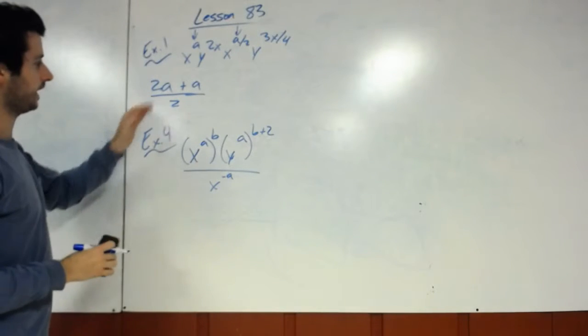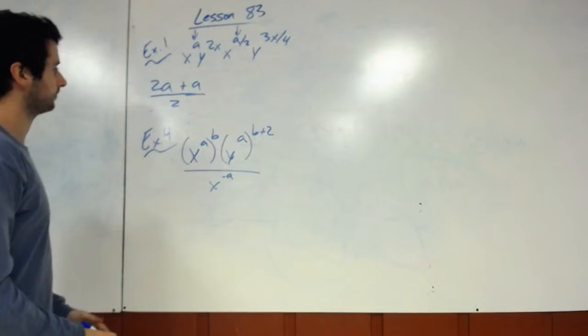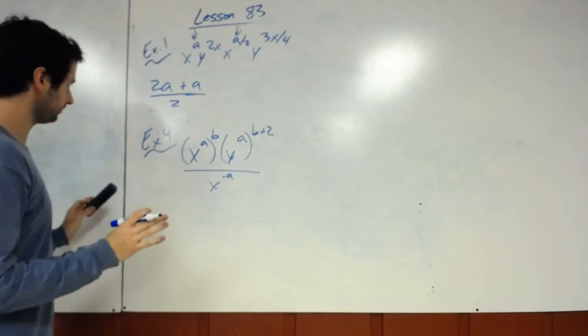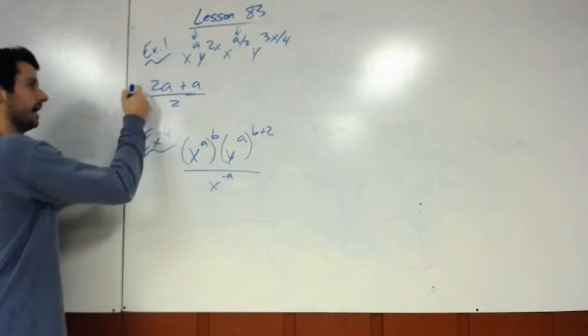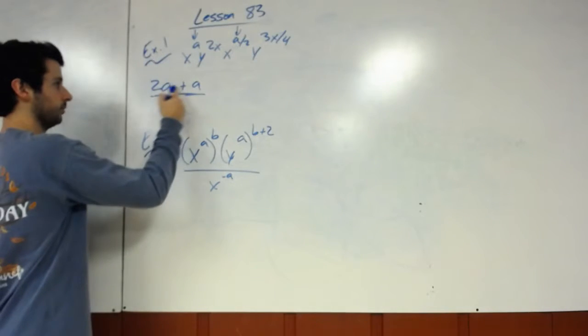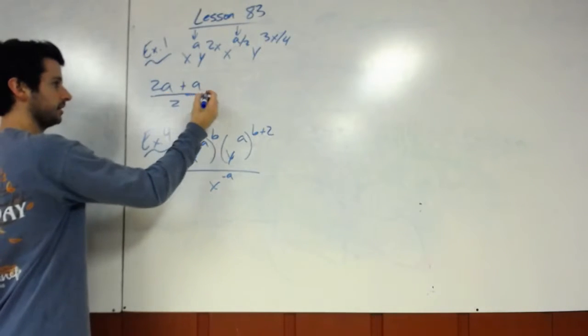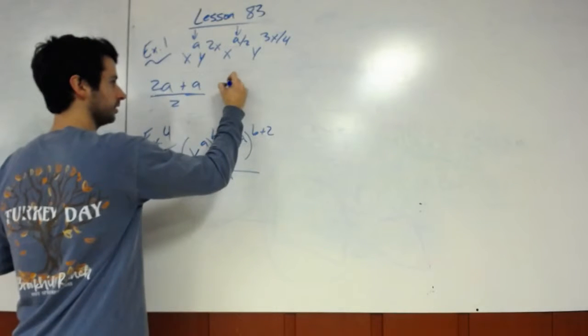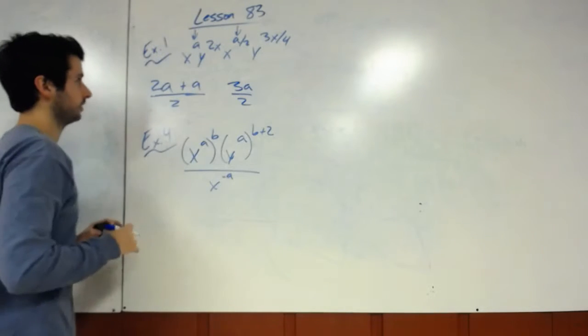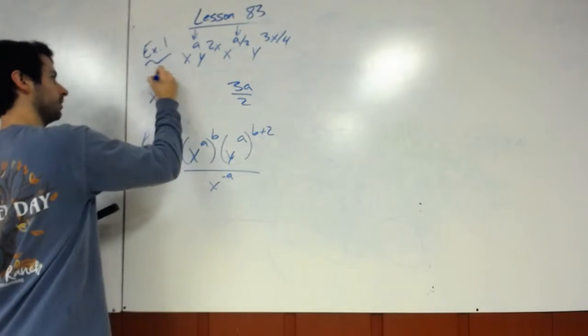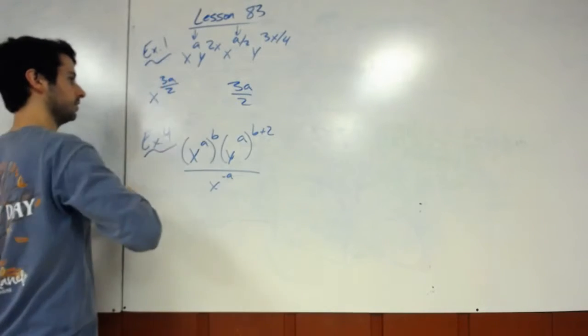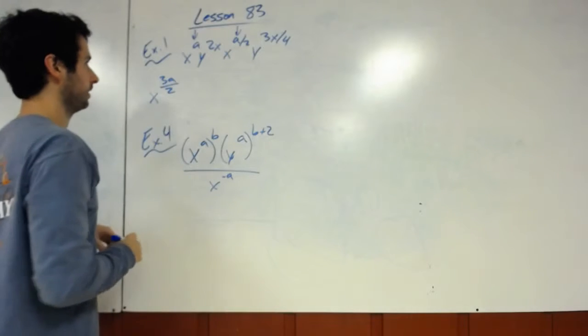We can actually reduce this here, reduce by adding like terms. So what happens is 2a plus a, that becomes 3a over 2. So we get x to the 3a over 2 power. Now we do y.